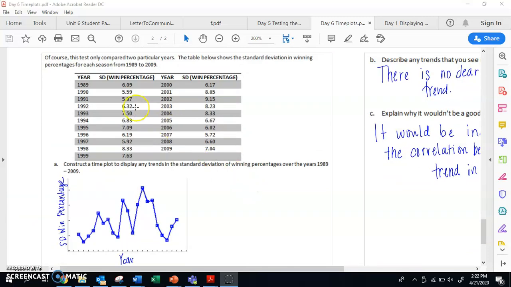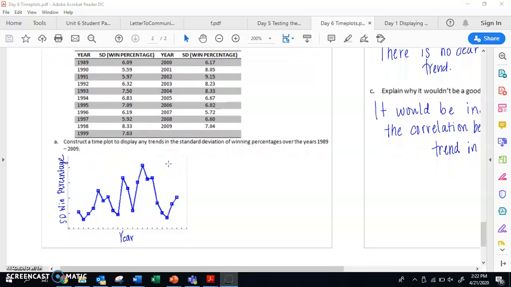So it says, of course, this test only compares 2 particular years. The table below shows the standard deviation and winning percentages for each season from 1989 to 2009. So we've got the standard deviation and win percentages for each year from 89 to 09. And they want us to construct a time plot with this. So I've got time. Remember, time is usually on our x-axis. Time down here, and the standard deviation win percentage is here. And all I'm doing is I'm putting a dot for each year's standard deviation, and then I'm just connecting them.